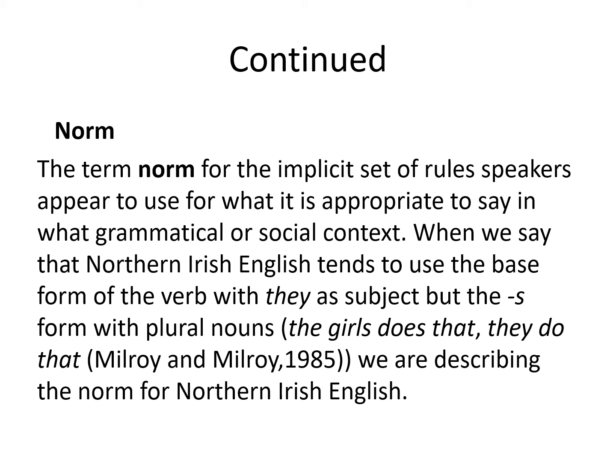Next, the term that we need to understand, the norm. What does it mean? The term norm is for the implicit set of rules. Implicit means a hidden set of rules. Speakers appear to use them for what is appropriate to say, in what grammatical or social context, in what way they have to speak, or what are the standards, what are the norms that non-native people have to apply while speaking English. So these are the hidden or implicit set of rules.